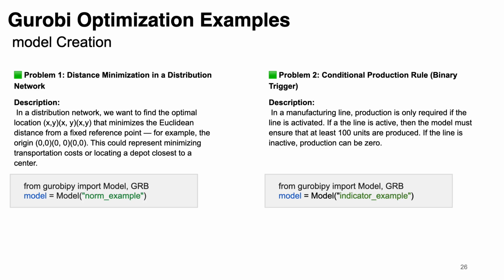For problem 2, the conditional production rule, we do the exact same thing. We use our imports and initialize the container with model equals Model named indicator_example. This initial step is identical for almost every project. It gives us the isolated workspace we need for our data.